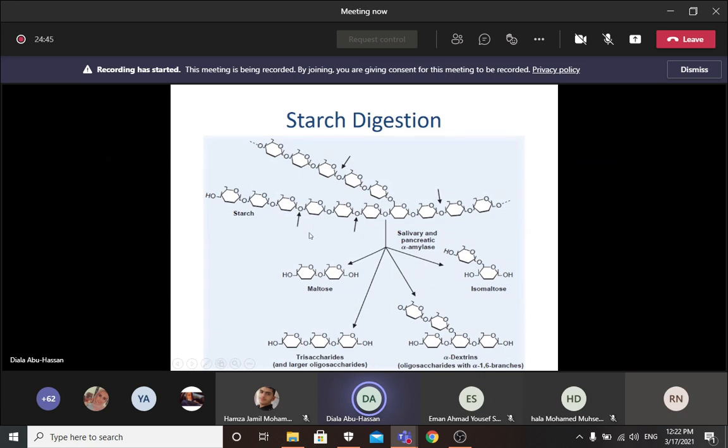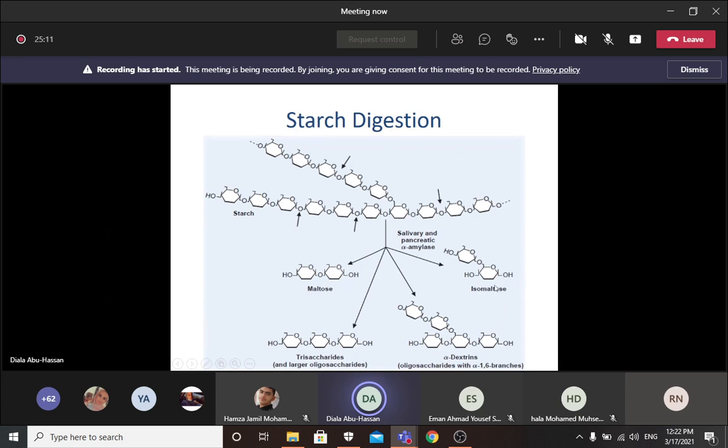So producing maltose as a disaccharide. Say, for example, it's cut here and here. So this is a disaccharide unit. If we cut, for example, here, okay, here, and here, so this produces this disaccharide with two glucose connected via alpha-1,6 linkage, and this is isomaltose.